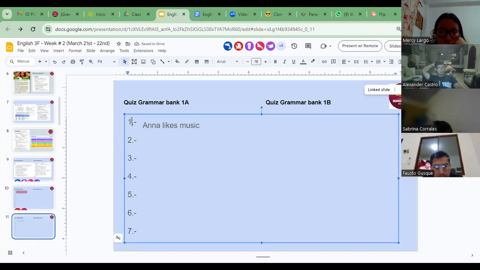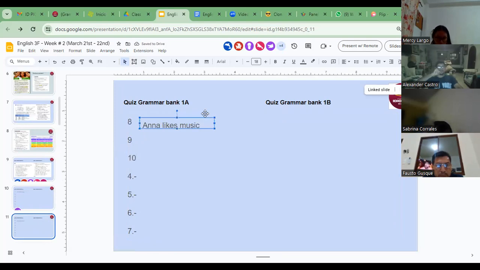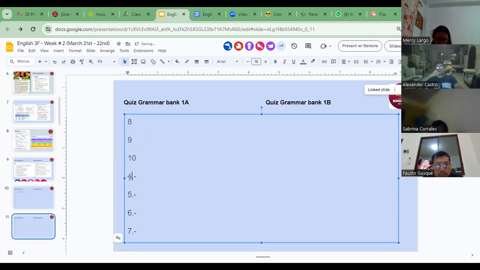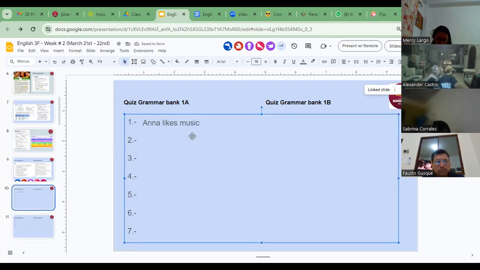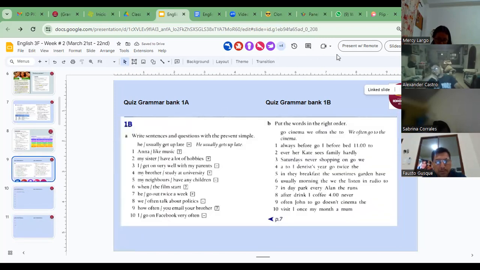I can duplicate it. And then in here, I keep writing 8. And then I write 9. And then I write 10. Oh, I'm sorry. Do you see? What I did was duplicate the slide and keep writing the other numbers that are missing, that don't fit here. Okay. Now, how do we do this?